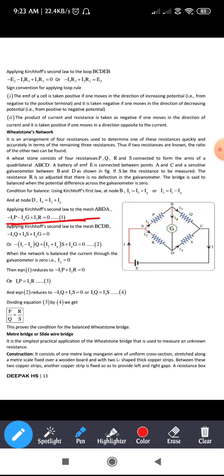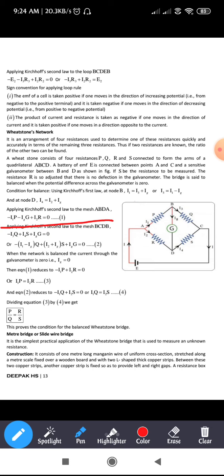So in equation 1, minus I1P. I went from A to B, next from B to D. Which is the current there? Ig is the current and G is the resistance of the galvanometer. Moving along the direction of current, the product is negative, so minus IgG. Next, from D to A, I am moving opposite to the current, so I2R is positive. So equation 1: minus I1P minus IgG plus I2R is equal to 0.